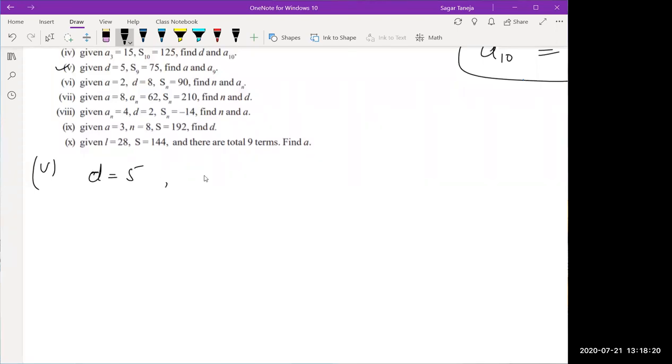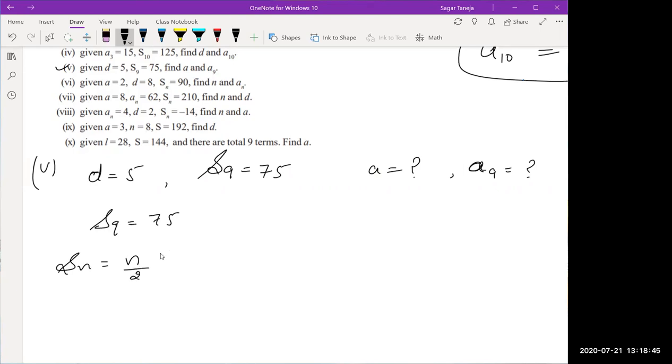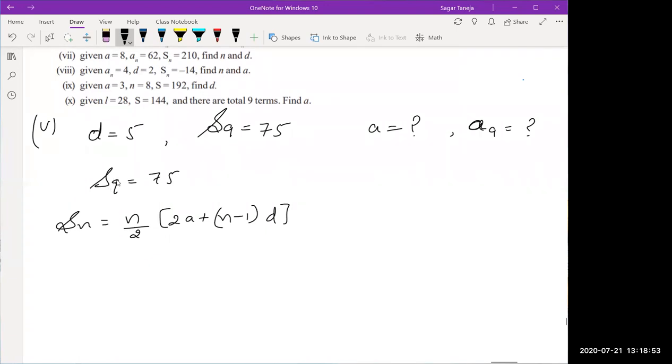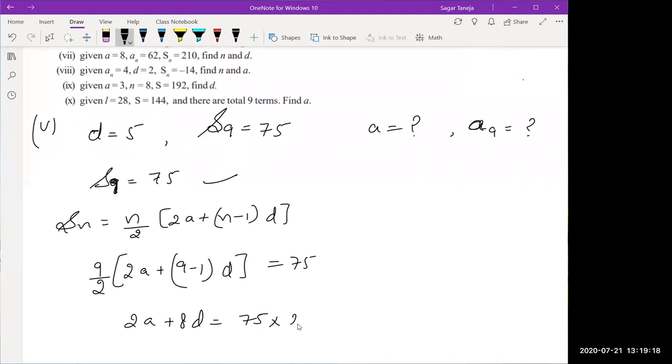Just keep on solving with me so that you will be able to practice at the same time. S9 is given 75. We have to calculate the value of a, and we have to calculate the value of a9. So S9 is 75. So I am using the formula, which is Sn = n/2 (2a + (n - 1)d), and S9 can be written as 9/2 (2a + (9 - 1)d), and this is given 75. After that, 2a + 8d, this 9/2 will go this side. It will become 2/9.